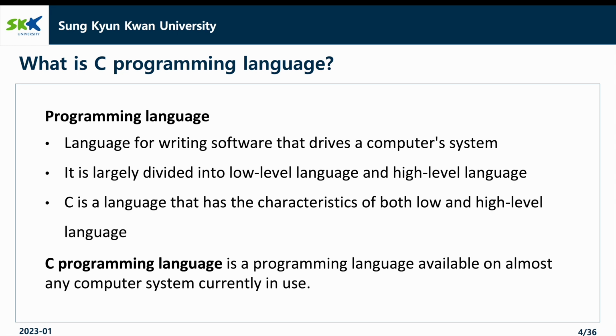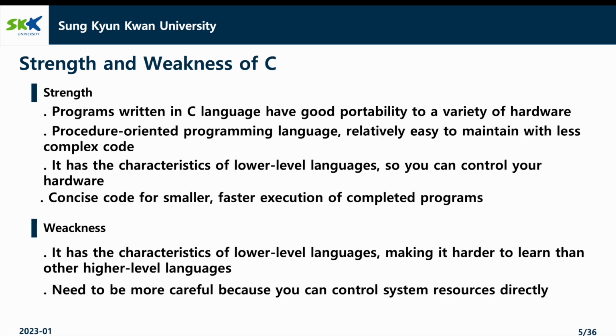C programming language is a programming language available on almost any computer system currently in use. Programs written in C language have the advantage of being portable to various hardware. In addition, because it is a procedure-oriented programming language, the code is relatively easy to maintain because it is not complex and the code is simple, so the finished program is small and runs fast. It also has the advantage of controlling hardware because it has the characteristics of lower-level languages.